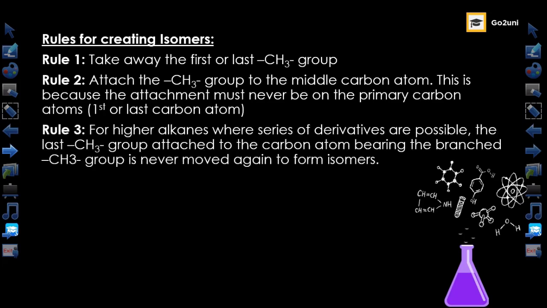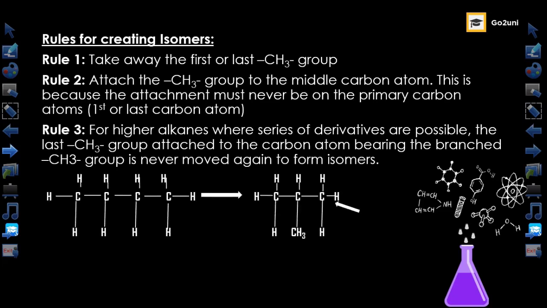The third rule says that for higher alkanes, where series of derivatives are possible, that is to say we may have up to 5, 7, 8, 10, 15 to 20 isomers, the last CH3 group attached to the carbon atom bearing the branch CH3 is never moved again. We'll get to understand what rule 3 is saying.